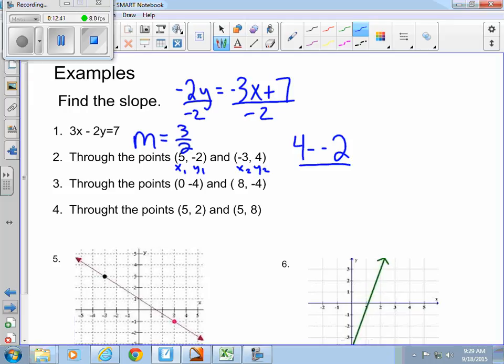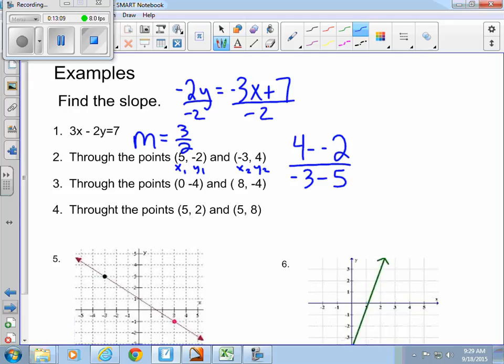Divided by x2 minus x1. Any questions so far? If the computation is something that gets you, does everyone know how to use the fraction bar on your calculator? Alpha y equals will pop over the fraction bar.